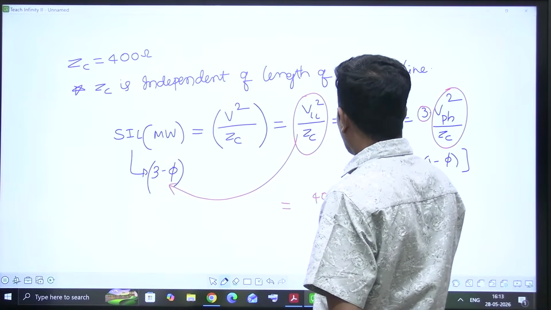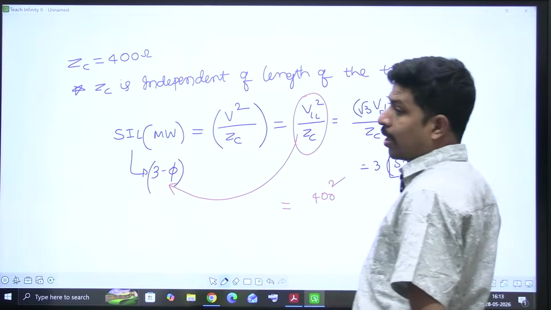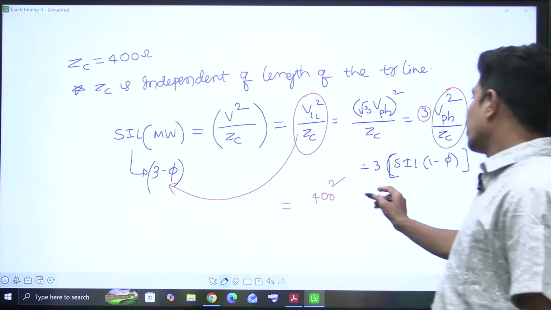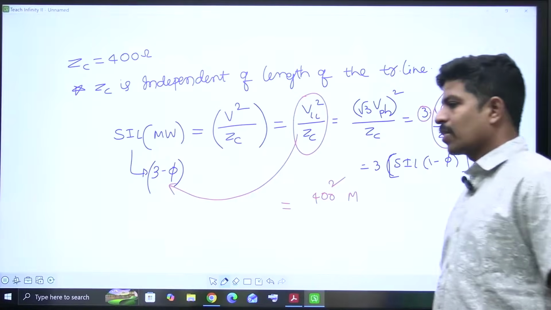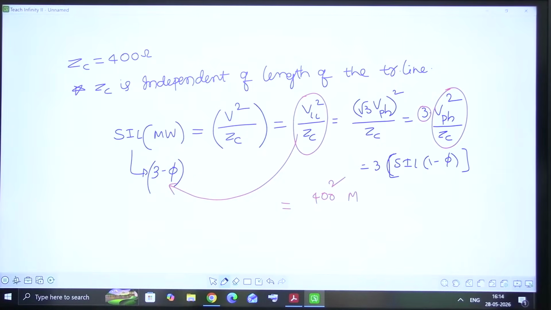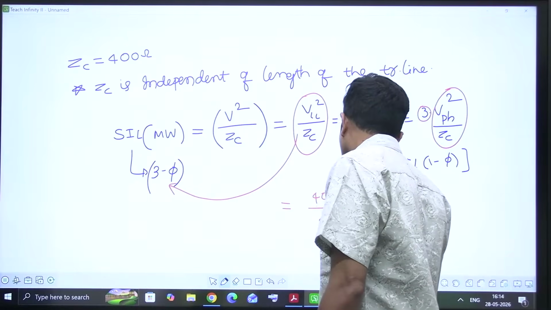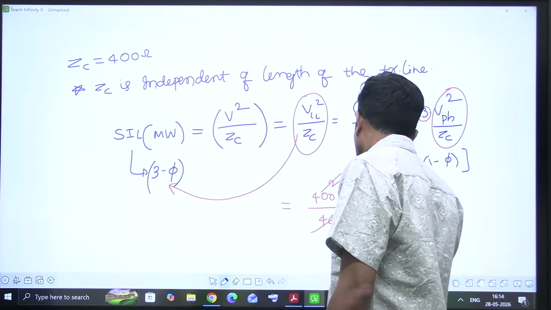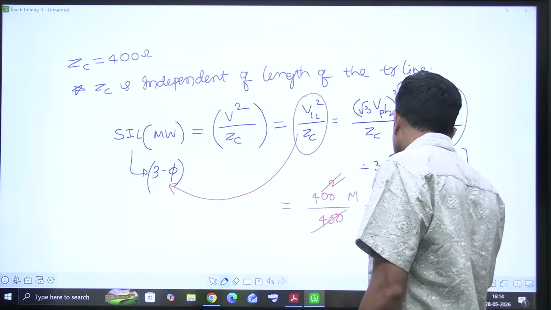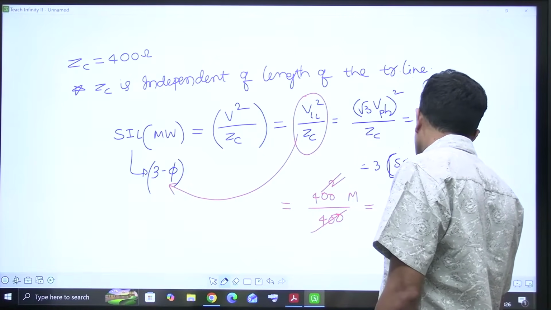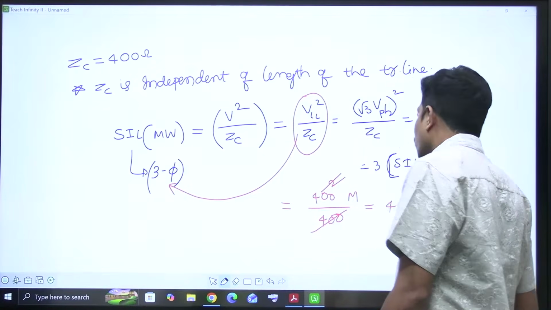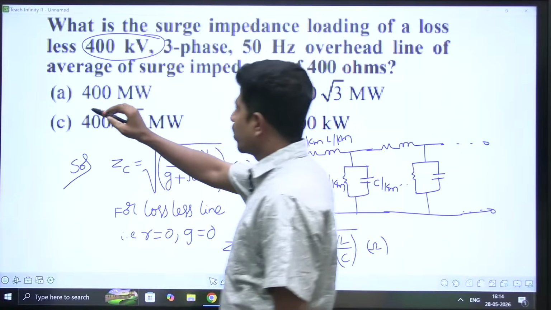What is that? 400 kV square. kV square will be mega. I'm writing here mega. K means 10 cube, 10 cube square means how much? 10 to the power of 6, which means it is going to be mega. 10 to the power of 6 divided by the ZC value, which is 400. 400, 400 will get cancelled. So that is 400 megawatts.